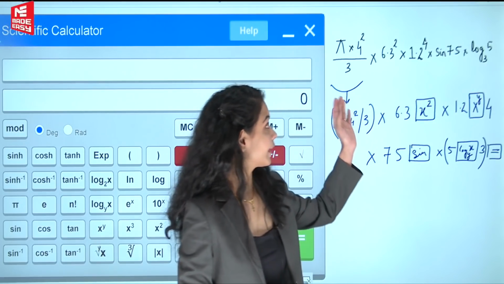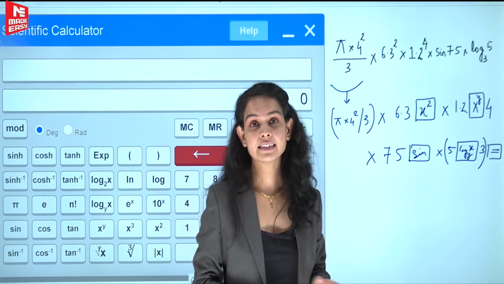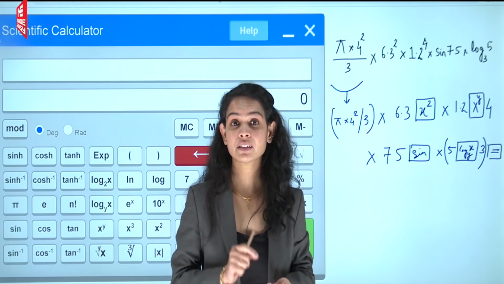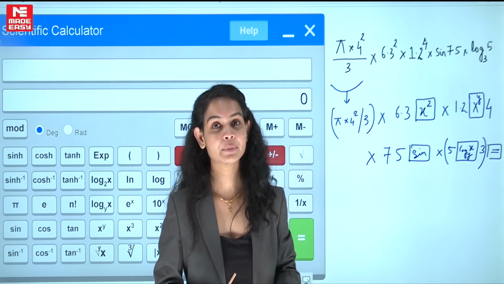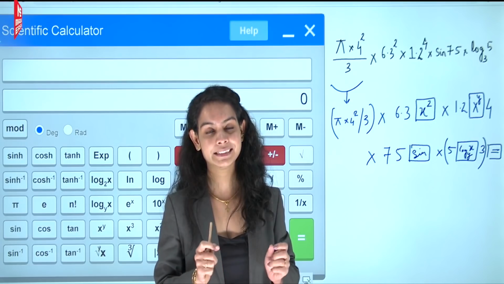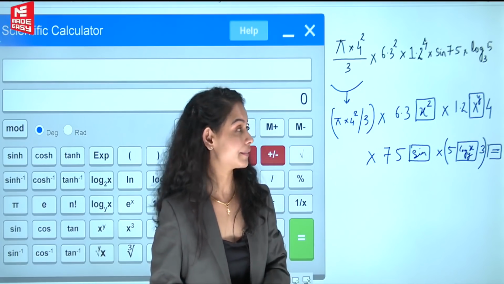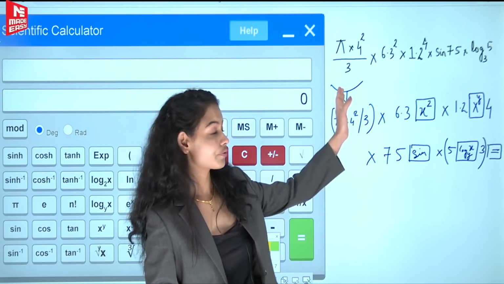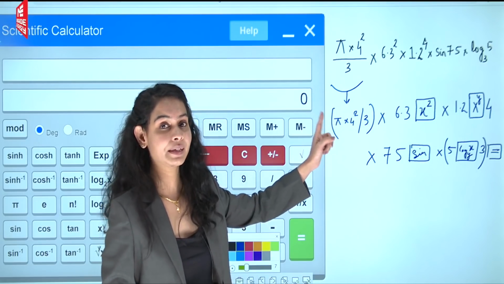Next we'll see how to perform this lengthy calculation in one single go. हम इसमें कुछ भी वैल्यू अपने पेपर में नहीं लिखने वाले हैं, एक साथ वर्चुअल कैलकुलेटर में एंटर करेंगे और you will get the final answer. Let's see how it is performed. So first is pi into 4 square divided by 3.